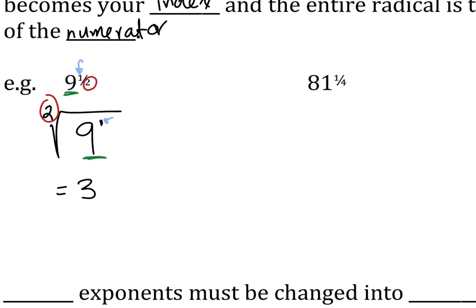Let's try this one out. So the 81 goes underneath the radical. The 4 in the denominator becomes the index. And the 1 here, this is just 81 raised to the power of 1, and we don't need to write it out. So what number multiplied by itself 4 times becomes 81? Well, 3. Because 3 times 3 is 9, times 3 is 27, times 3 is 81.